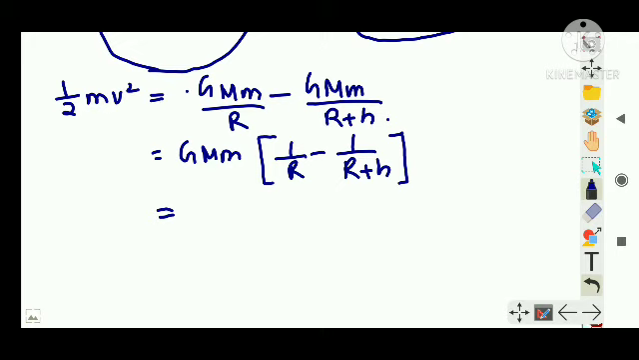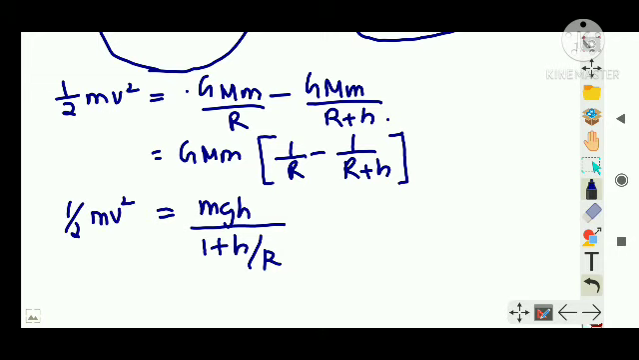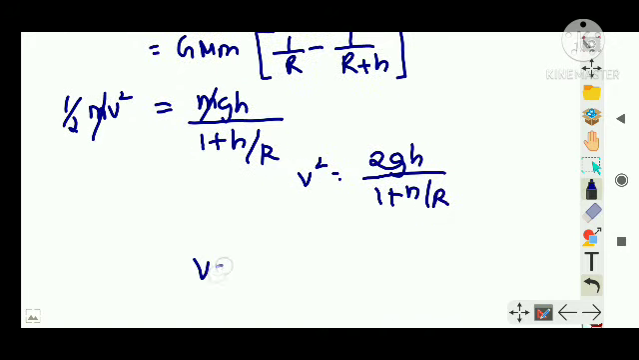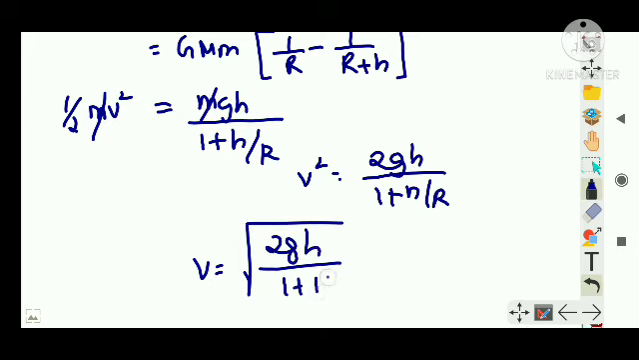And this half m v squared is this factor, right? Earlier we have done this section, I hope you remember. So you will get mgh divided by 1 plus h by R. Go through the earlier derivation, we have done it. Half m v squared, right? So I can cancel m here. You will get v squared is equal to 2gh divided by 1 plus h by R, right? Or I can write v is equal to root of 2gh divided by 1 plus h by R.